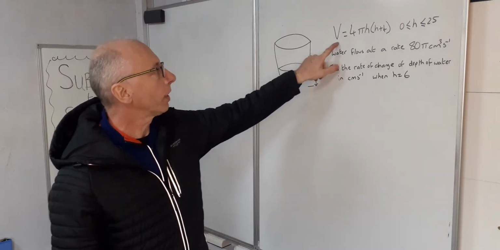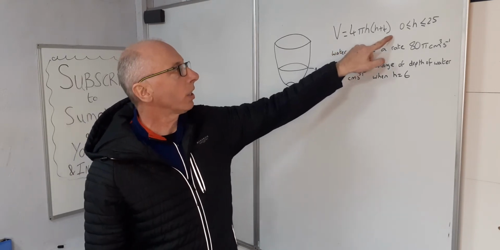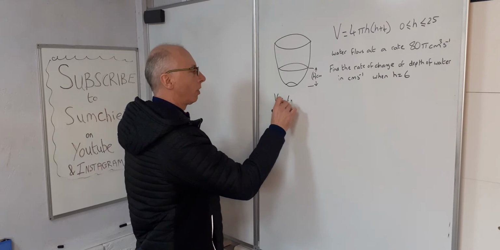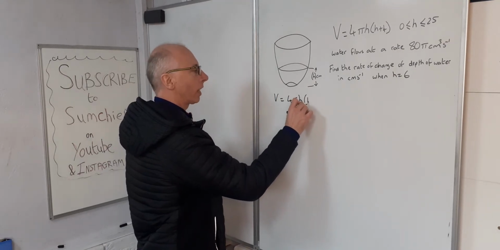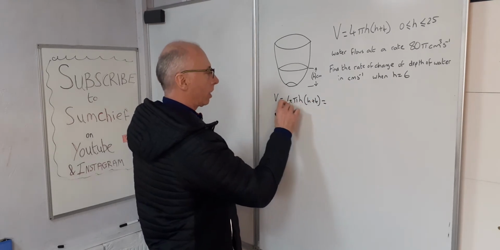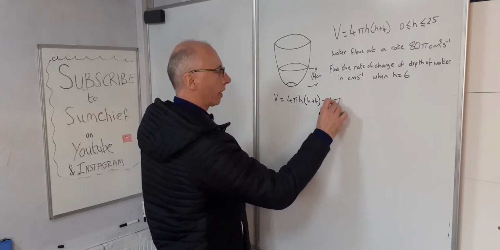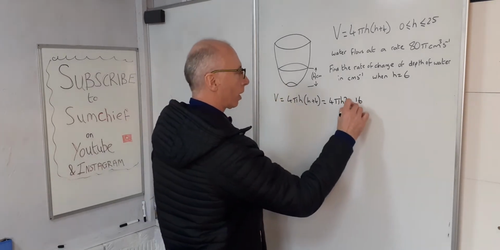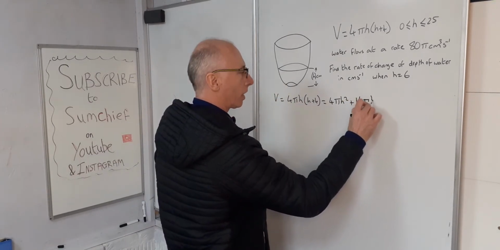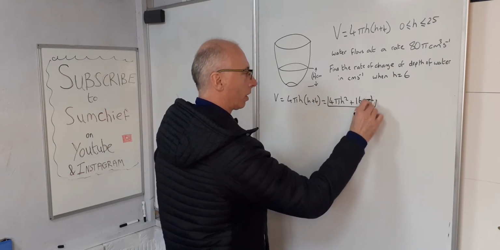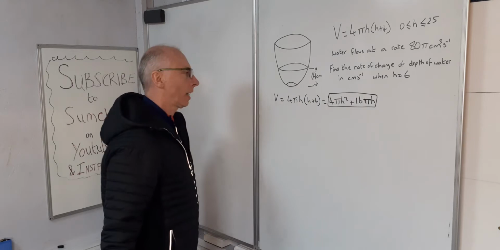Well, we're given that the volume is 4πh(h + 4). So let's write that down. V equals 4πh(h + 4). And let's just multiply that out. h by all those gives us 4πh² plus 4 times the front is 16πh. So we know that already. Okay, that's our V.